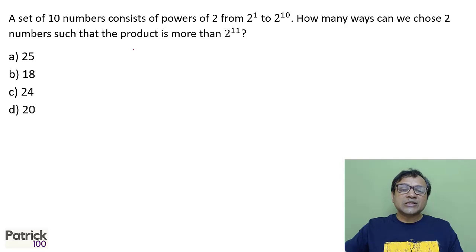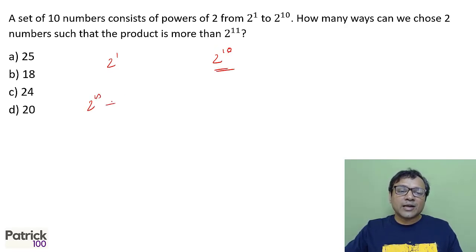A set of 10 numbers consists of powers of 2 from 2 raised to 1 to 2 raised to 10. How many ways can we choose 2 numbers such that the product is more than 2 raised to 11? So let's take one number. If I take 2 raised to 10, what can I take? I can take 2 raised to 2 to 2 raised to 9, 8 numbers.